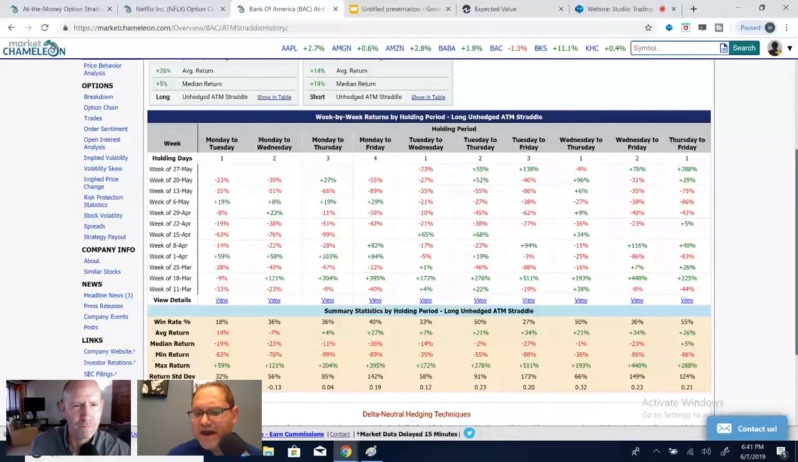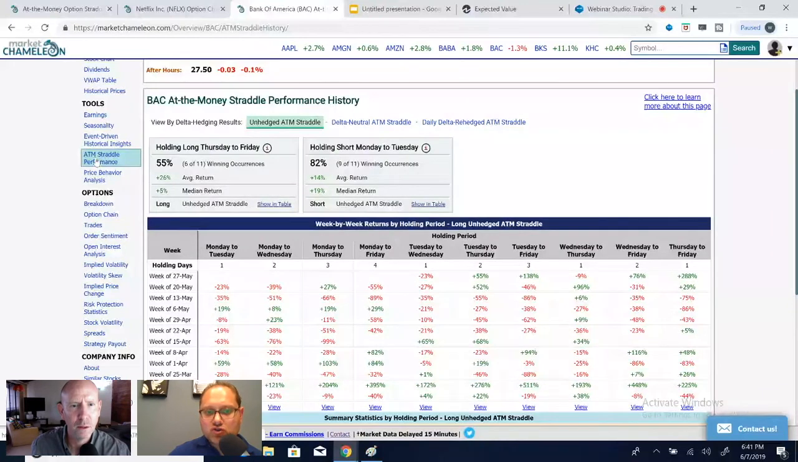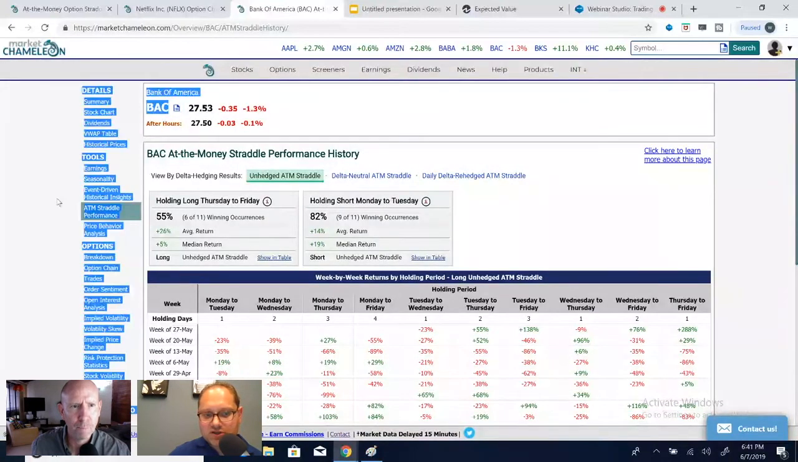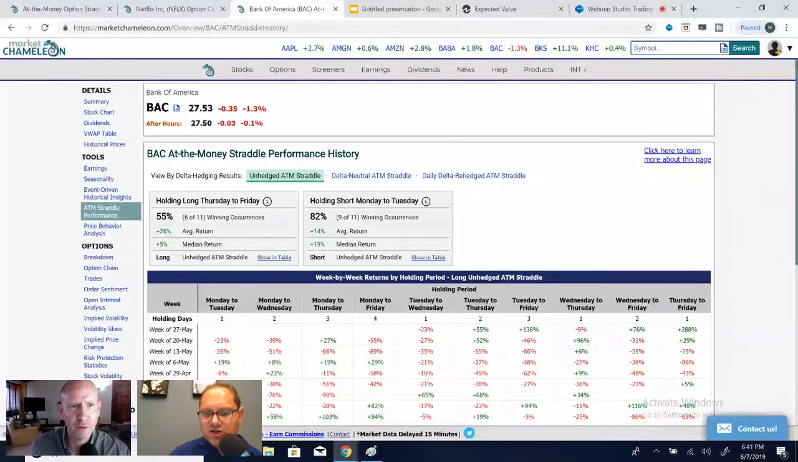Yeah, so this is a back test of how actual option straddles perform if you did them on Monday and got out on Friday, or did it on Monday and got out on Thursday, to see where they decayed the most and where they moved the most. You go to a specific stock. I just went back to Bank of America and hit the at the money straddle performance. And this will give you the statistics also. I think there's some more advanced stuff in here.